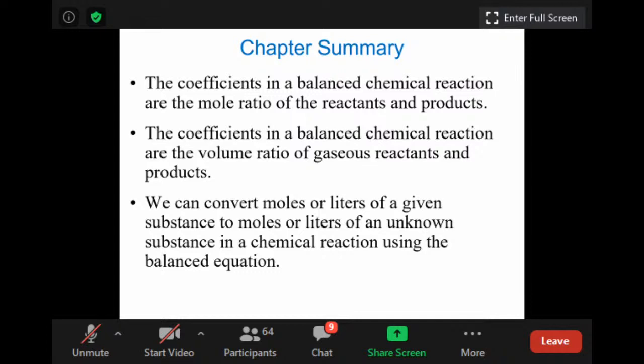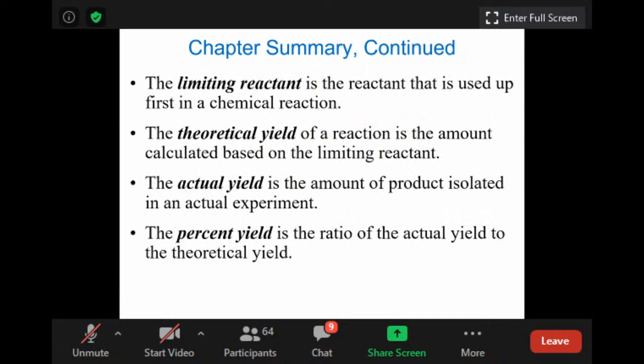All right. The coefficients in a balanced chemical reaction are the mole ratio of the reactants and products. The coefficients in a balanced chemical reaction are the volume ratio of gaseous reactants and products. We can convert moles or liters of a given substance to moles or liters of an unknown substance in a chemical reaction using the balanced equation. So important.